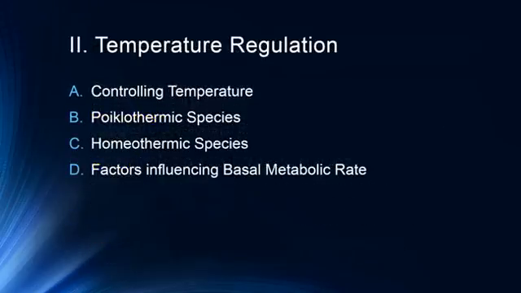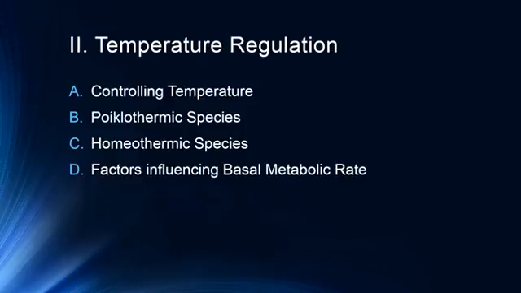So I want to talk next about temperature regulation. We'll talk about how we control temperature. We'll talk about poikilothermic species, which are those whose body temperatures match those of their surrounding environment, and homeothermic species like us who maintain a fairly precise body temperature through a variety of processes. And then we'll finish up with a discussion of basal metabolic rate.